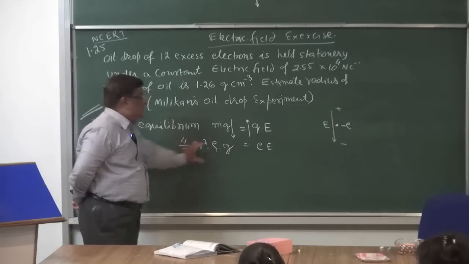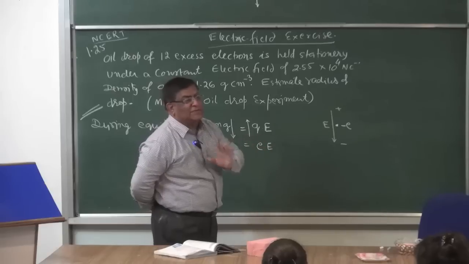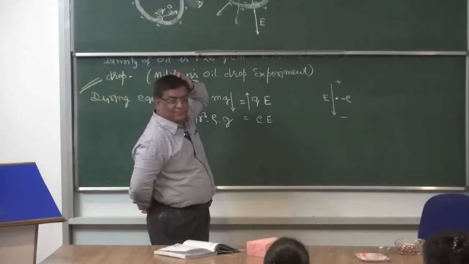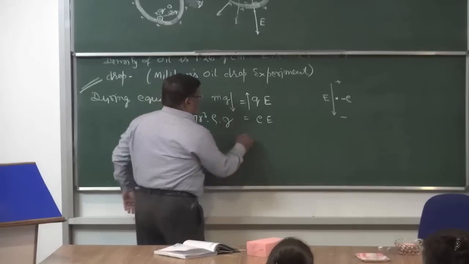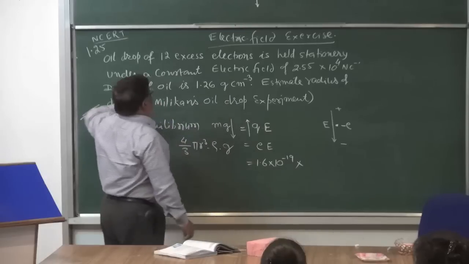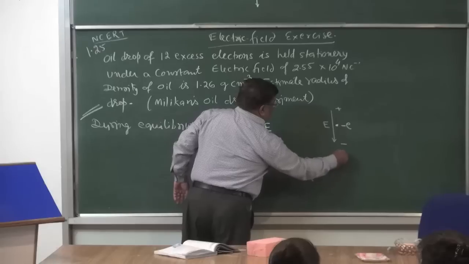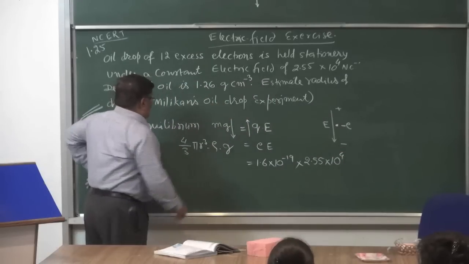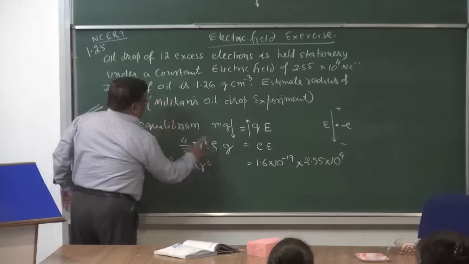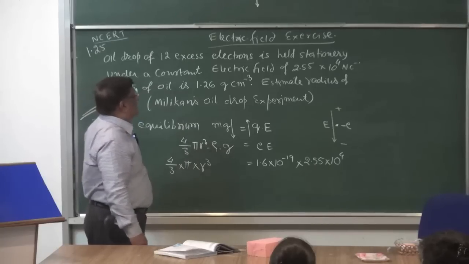If we want to find the radius, all the other numbers should be available with us. You know the value of e by your knowledge, or otherwise it is given in the question. Charge on electron is 1.6 into 10 to the power minus 19. How much is the electric field? And the density is 1.26 gram per centimeter cube.